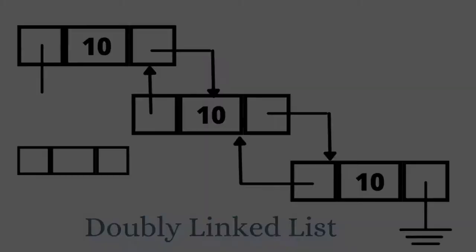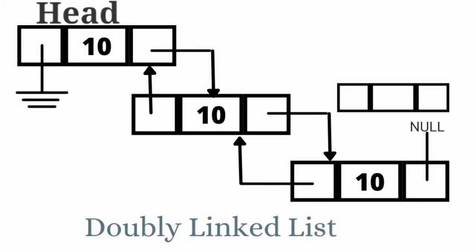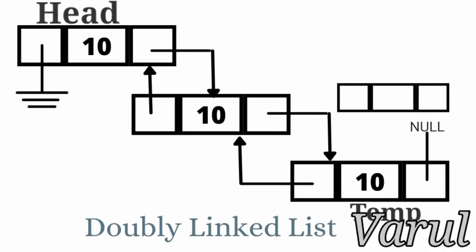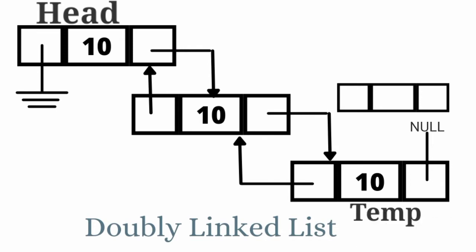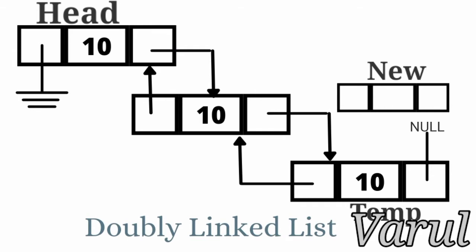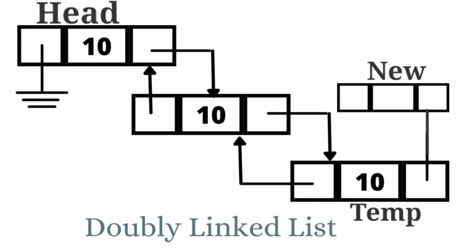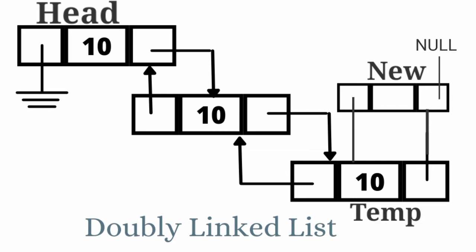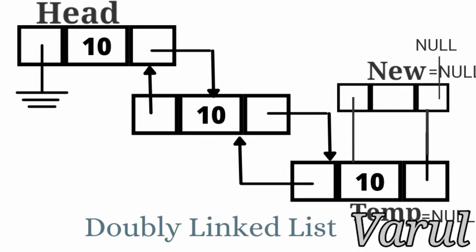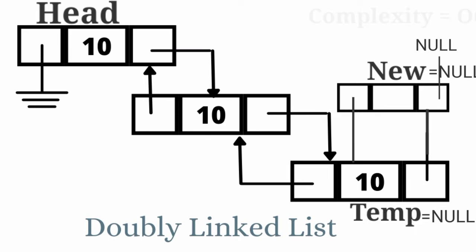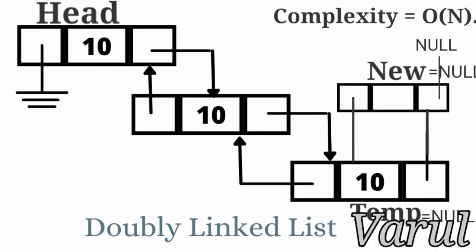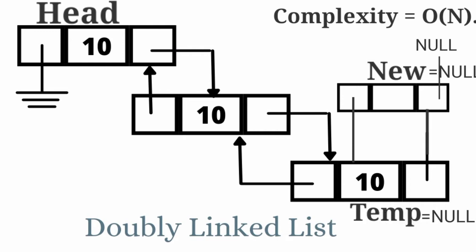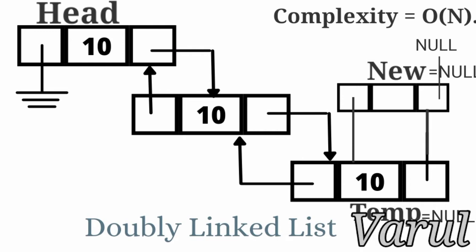The next operation is insertion at end. For this we have to reach the end node of the linked list and then create a new node. Temp's next will point to new node, new's previous will point to temp node, and new's next will be null, and at last set new and temp to null. The time complexity will be big O of n, but this can be reduced by maintaining the tail pointer as we have discussed in the last video.